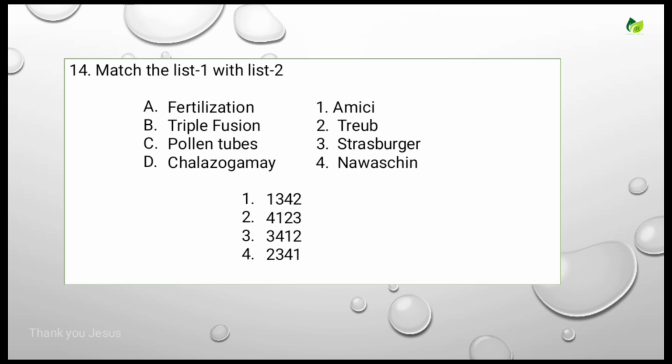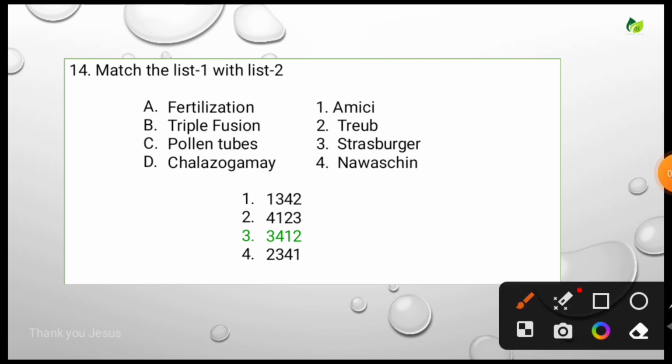So match the list 1 with list 2. Here also two lists are given. So list 1 consists fertilization, triple fusion, pollen tubes, chalazogamy. List 2 consists emissary, treb, Strasburger, Navashin. Okay, so I'm going to match the list 1 with list 2.